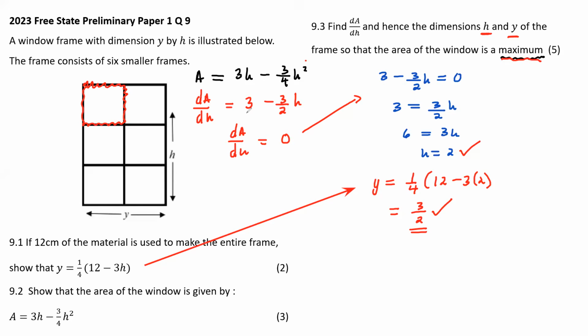Hello, sir. Hi. I wanted to ask, when you substituted the h equals to 2 into y, why don't you substitute it into the A instead? Because when you do A, I will end up getting the maximum area, right? But they said find the dimensions of h and y. That's what the question is. Hence, find the dimensions of h. Oh, we were looking for the y value. Yeah, and h, yes. Oh, okay. Perfect. Thank you, sir. Anytime.